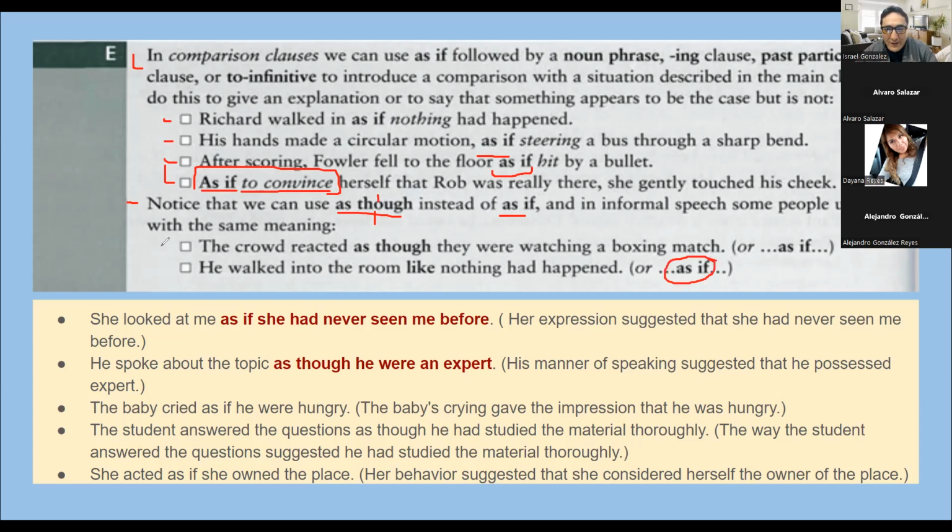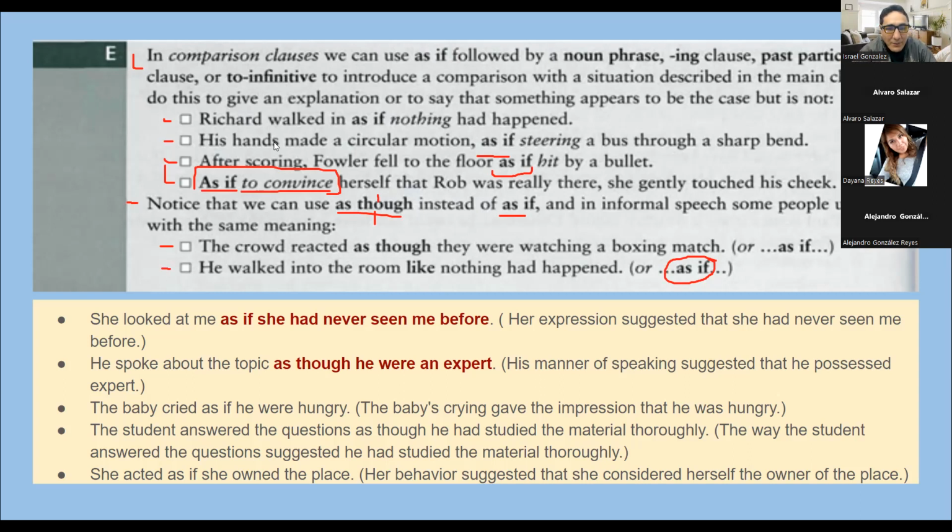Check the examples. Can you read the examples, Diana? Yes. The crowd reacted as though they were watching a boxing match, or as if. The real thing is that they were not watching a boxing match, but some people started to fight. So the crowd started like, oh, yes, as if they were watching a boxing match. So similar to that. That will be the meaning.